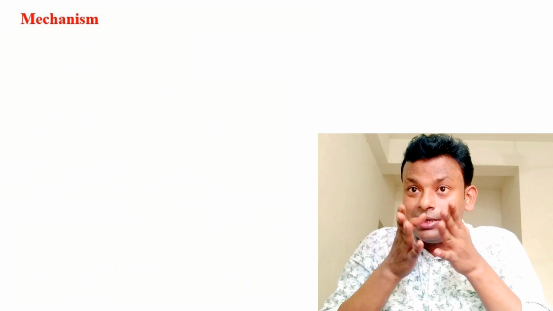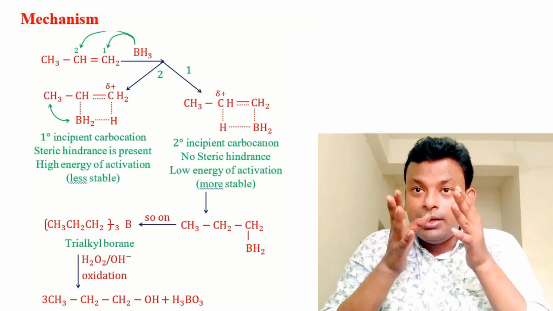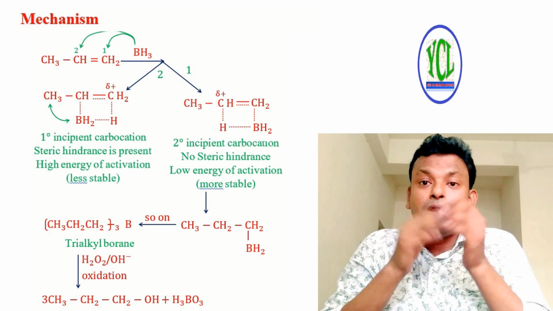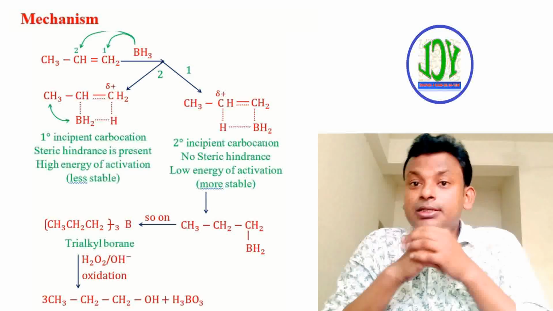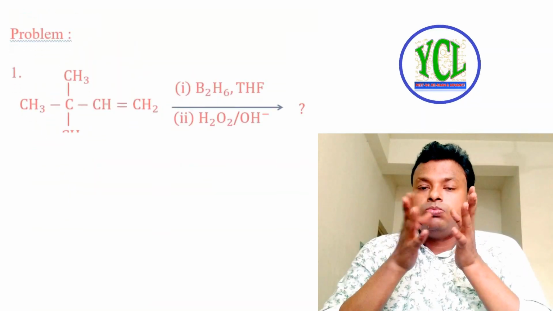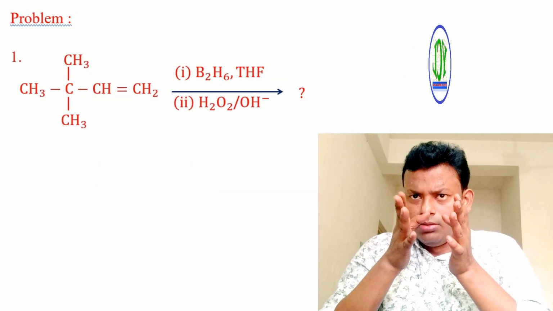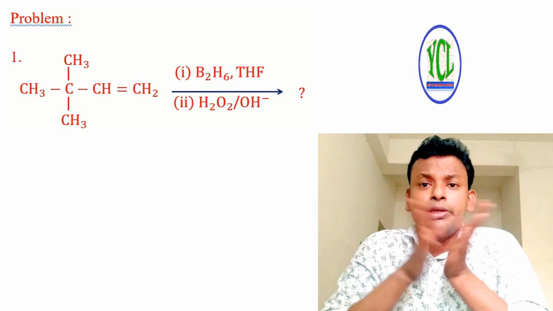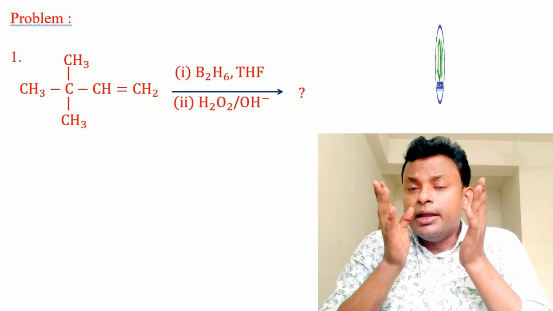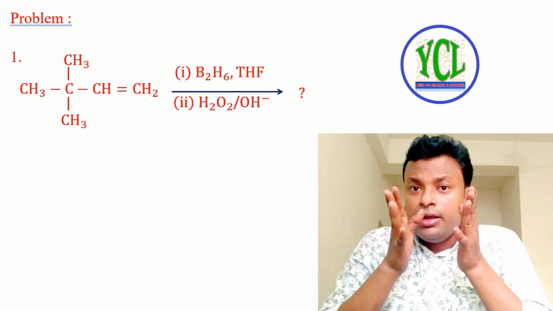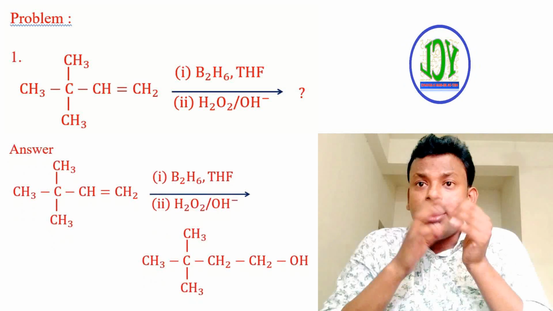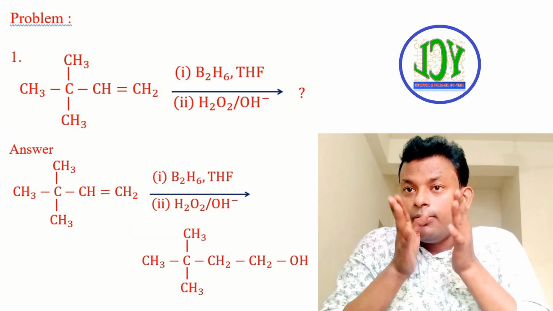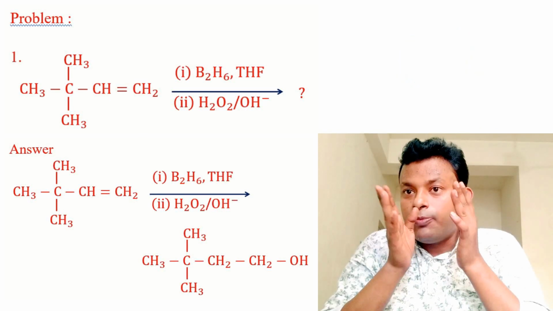In the last step, H2O2 and OH negative, oxidation occurs and forms the alcohol, that is the terminal alcohol, and also forms boric acid, that is H3BO3. And in this question, what is the product? It is so simple, because in hydroboration-oxidation no rearrangement occurs and only the terminal product is formed. So the product is this.